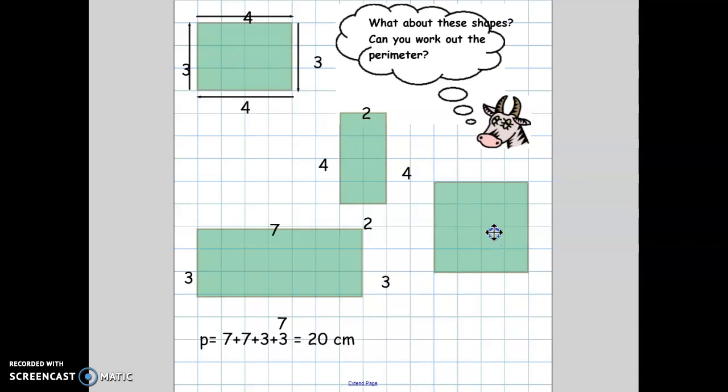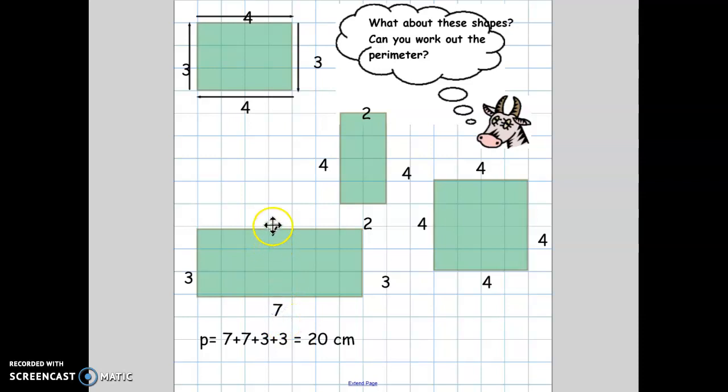Let's do this last one. 1, 2, 3, 4. Let's move that up. And look, it's a square, isn't it? So we can put the other 4s on. So we've got 4 4s. So our perimeter is 16. Done? Nice and simple, isn't it?